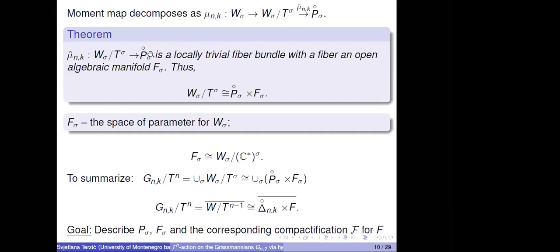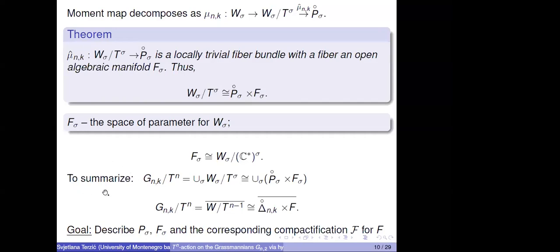So since P_sigma is contractible, we obtain that the orbit space of any stratum is homeomorphic to this direct product. For such a space F_sigma, for such an algebraic manifold, we say that it is a space of parameters for W_sigma. And actually, from the equivalent description of the strata by Gelfand and Serganova, we see that the space of parameters of the stratum is just the orbit space of the stratum by the action of the algebraic torus.